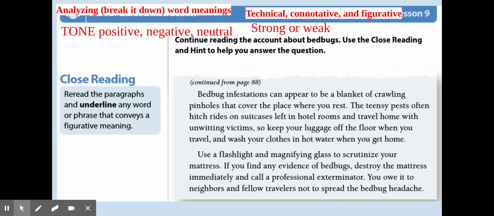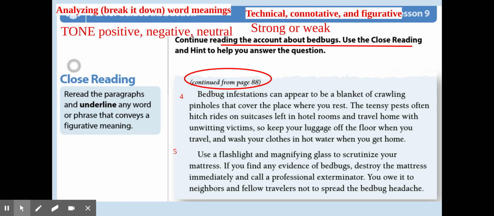All right, now we're going to underline our instructions because it says we're going to continue reading an account. That lets us know we're still reading something from the other page, which is why I'm going to circle continue from page 88. We've also got to remember to number our paragraphs because we had our first three paragraphs on the other side. Now we've got our paragraphs 4 and 5.